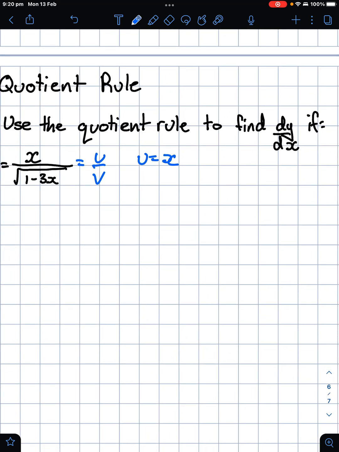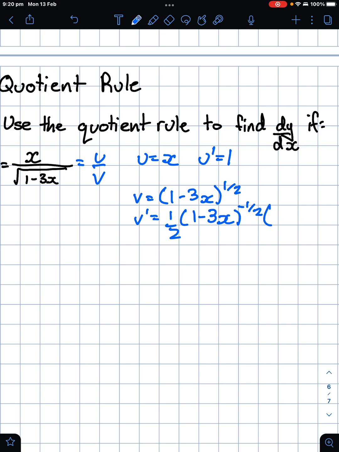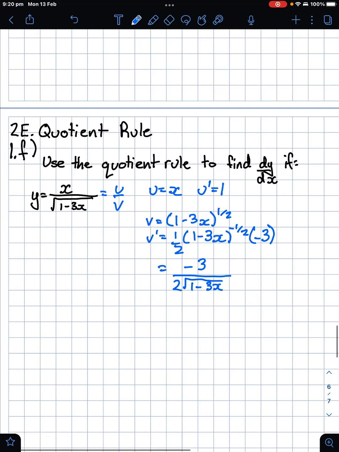u equals x, so u dash equals 1. v equals (1 minus 3x) to the half. So v dash is going to equal a half times (1 minus 3x) to the negative half, times negative 3. We might just simplify this a little bit to make it simpler. So we're going to have negative 3 all over 2 square root of 1 minus 3x. Alright, cool. So we've got that all sorted.